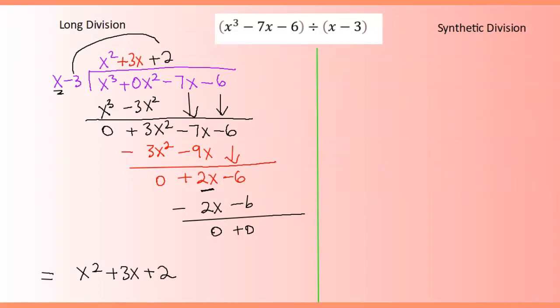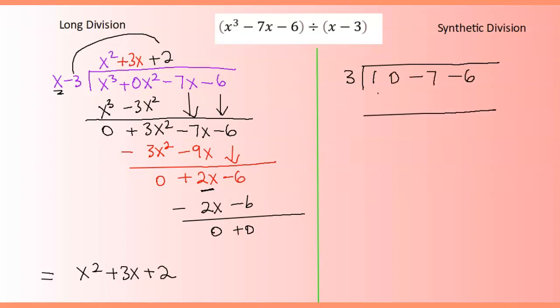So be careful, it's always the opposite of that. So it's going to be 3. You're writing the coefficients of the quotient, so it's going to be 1. We are missing the x squared term, so we replace it with 0. So 0, minus 7, minus 6.